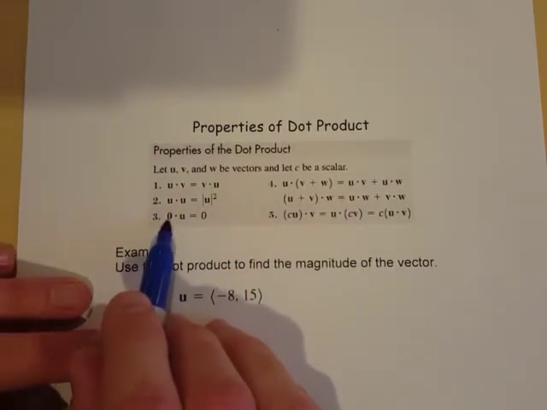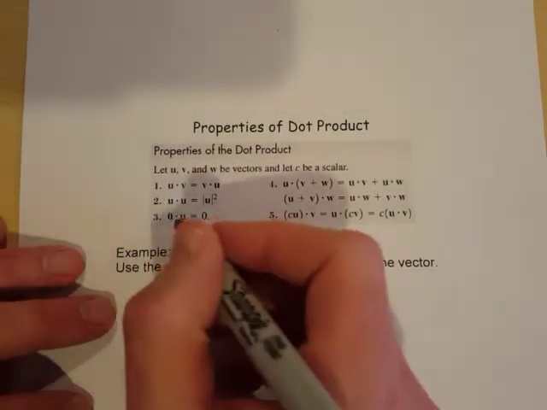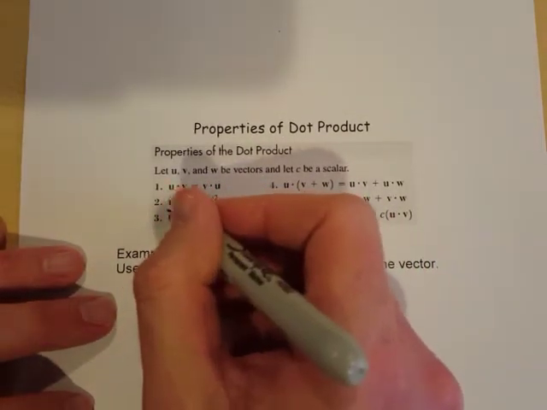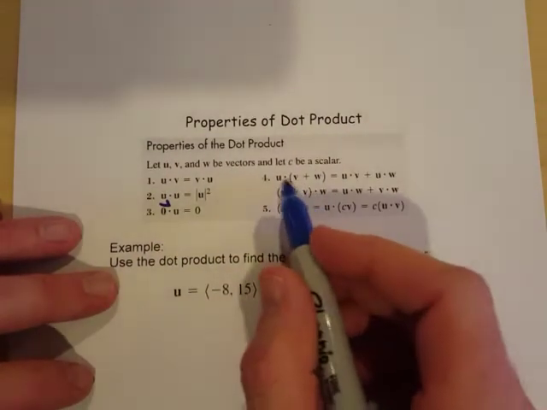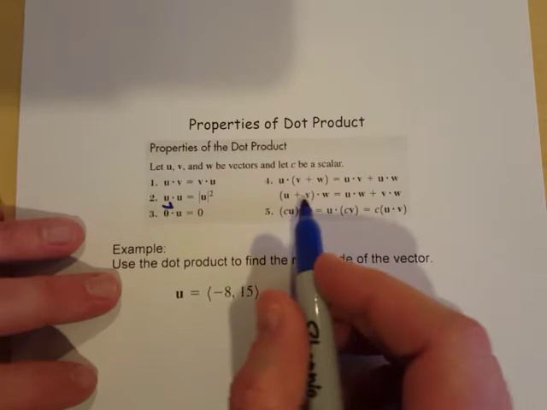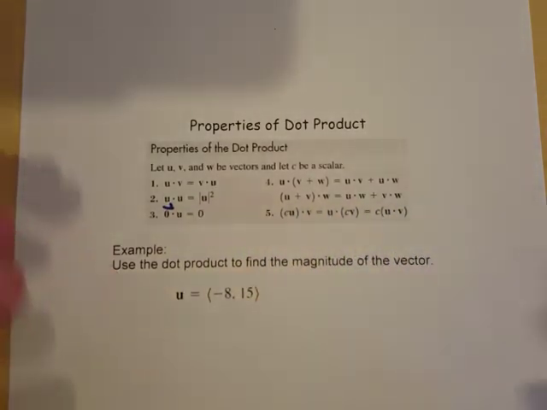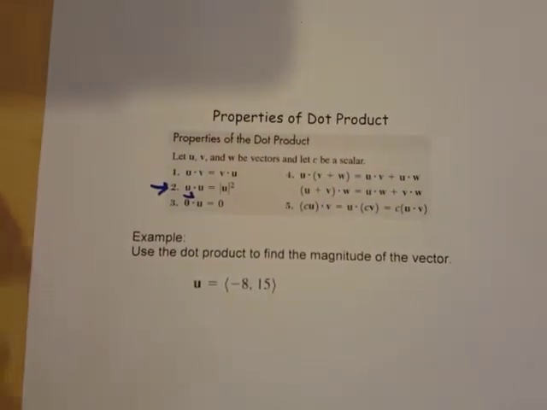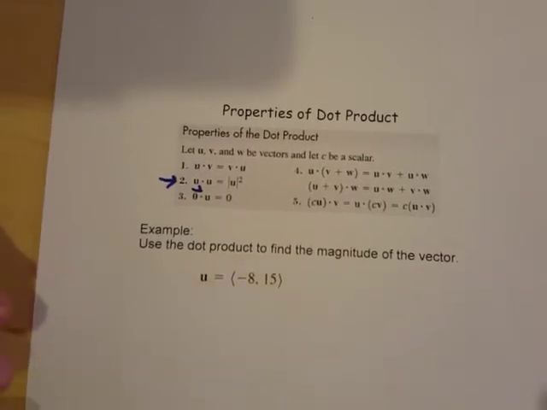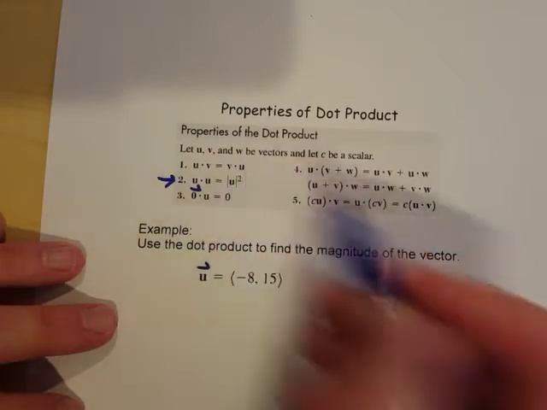We've got the 0 vector dot u is 0. That makes sense because anything times 0 is 0, so it kind of holds up in this case. This is like the distributive property, so is this. This one is the associative property, so those are all fairly straightforward. The only one that's really any different is this number 2, one that we maybe haven't seen before. But it's u dot u is equal to the magnitude of u squared.